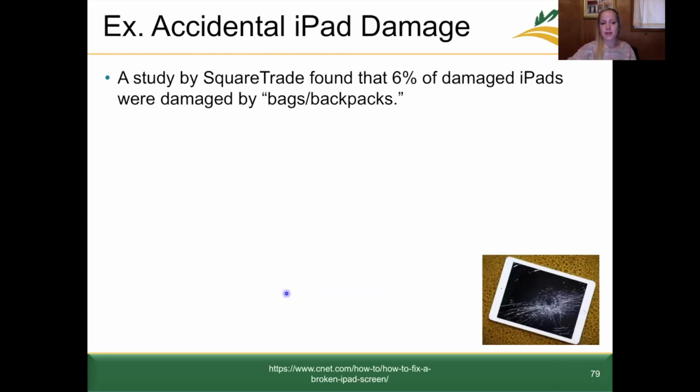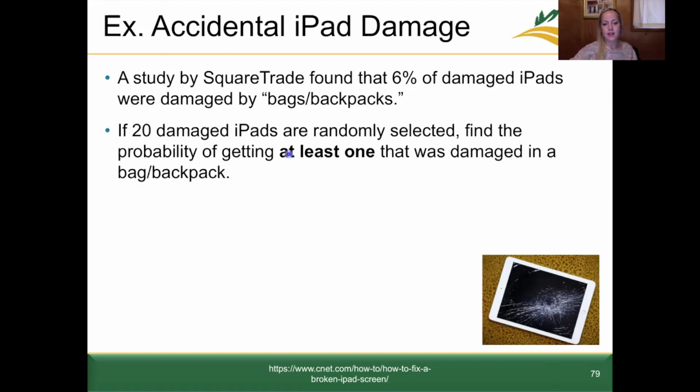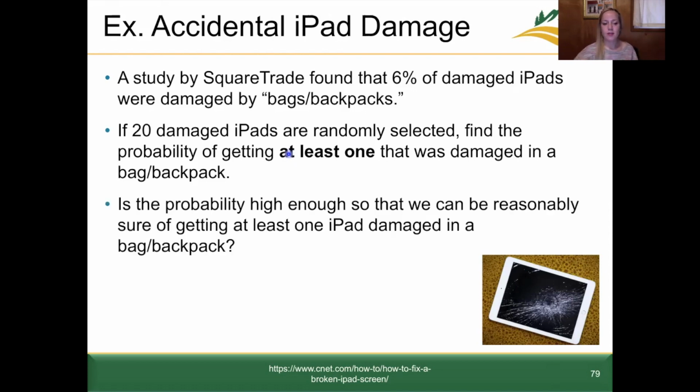Let's do an example. So we have a study from a reputable source. It found that 6% of damaged iPads were damaged by bags or backpacks. So if 20 damaged iPads are randomly selected, find the probability of getting at least one that was damaged in a bag or a backpack. In our answer, we'll also look at this question: is the probability high enough so that we can reasonably be sure of getting at least one iPad damaged in a bag or a backpack? We'll talk about how to answer this.